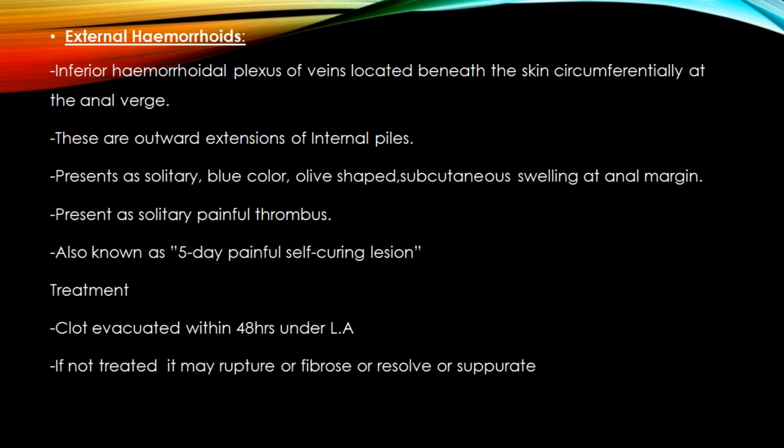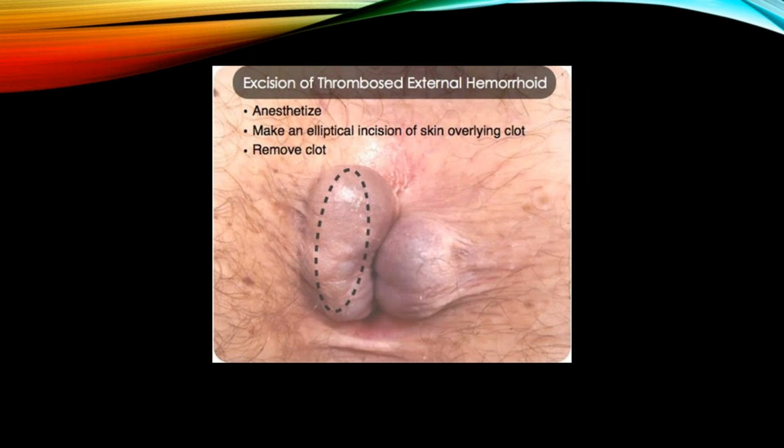Another thing is, it may become septic. Sometimes with a long-standing clot, if the patient is diabetic and the clot has not been removed, it may undergo sepsis, form an abscess, and it will form a ruptured abscess. So if not treated properly within 48 hours, it may rupture, or it may resolve, or it may undergo fibrosis, or it may form an abscess. This is the fate of a solitary external thrombus, the external hemorrhoid. So this is the picture.